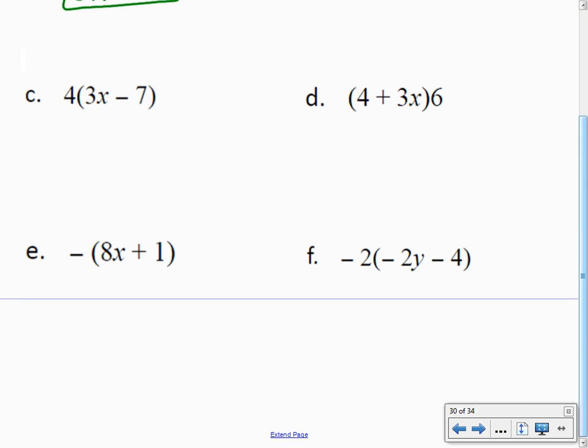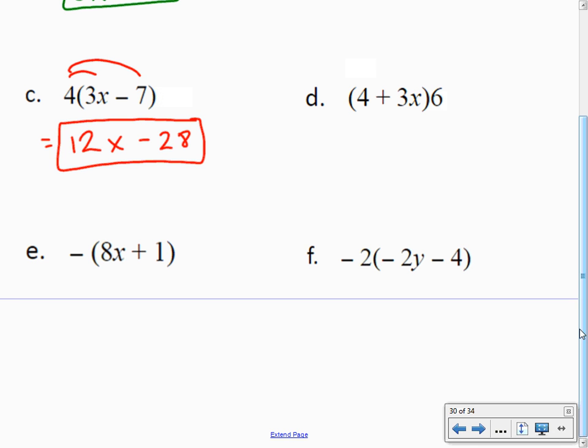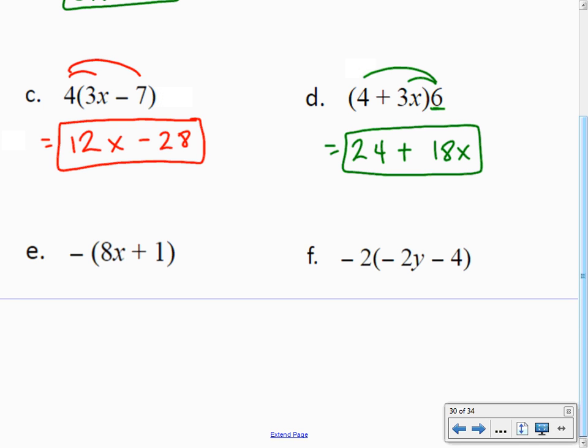For example C, we're going to distribute the 4 that's outside to both things inside. 4 times 3x gives us 12x. 4 times negative 7 gives us minus 28. In example D, it's just a little flip-flopped. Our number that's outside is behind the parentheses, so we're just going to draw our arrows this way instead. 6 times 4 gives us 24, plus 6 times 3x, which gives us 18x. So the order's a little different, but it doesn't make it that much harder.